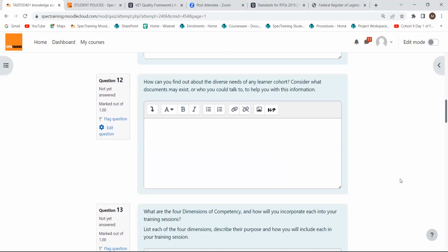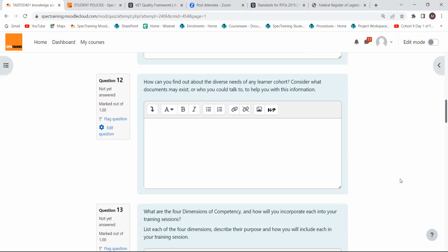Coming down, question 12, how can you find out about the diverse needs of any learner cohort? Consider what documents may exist or who you could talk to help you with this information. So you could talk to, for example, staff members, supervisors, and you could get some information about each of the learners. You could ask some questions about, okay, do they have any language, literacy and numeracy issues? What are their motivation levels? What are their learning styles?